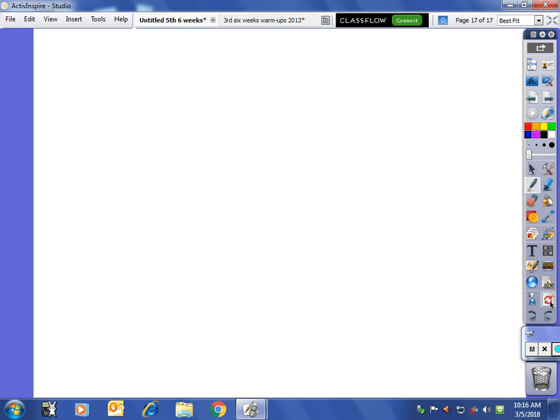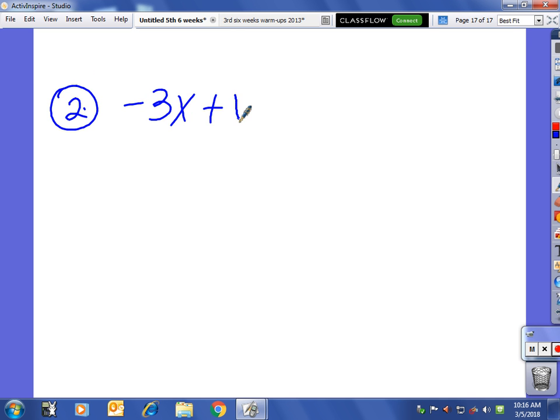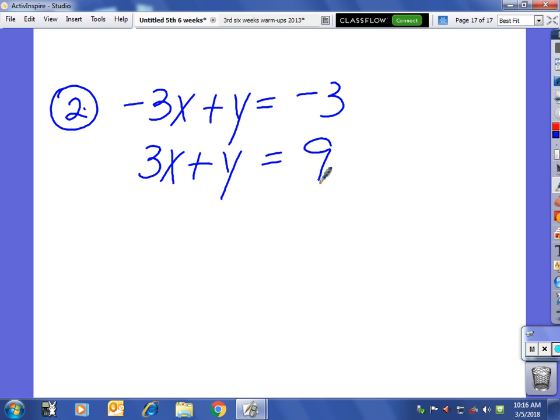Something canceled out. Alright, number 2, let's look at this one. Negative 3x plus y equals negative 3. Positive 3x plus y equals 9. This time the x's are set up to cancel. Do you see why? Because one has a negative 3 in front of it, one has a positive 3 in front of it, and when you add negative 3x to positive 3x, you just get a giant 0. So I'm going to add these two things up. My x's will cancel out. And what do I have?